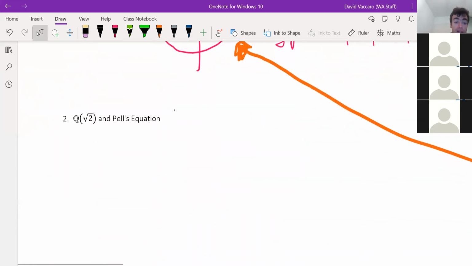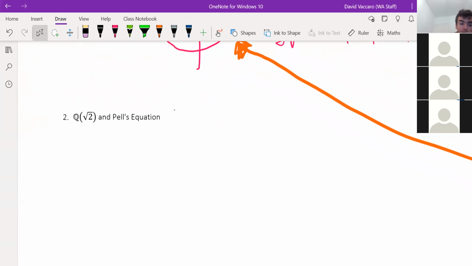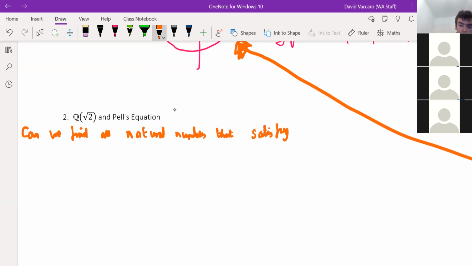Okay, and the equation that we are going to consider is: can we find all natural numbers that satisfy a squared minus 2b squared is equal to 1?